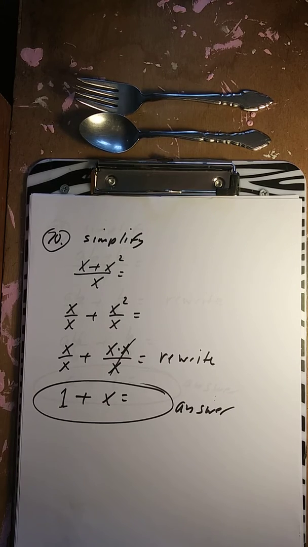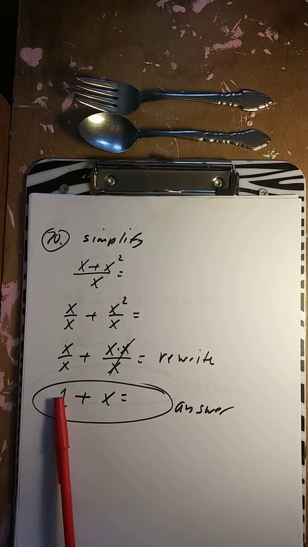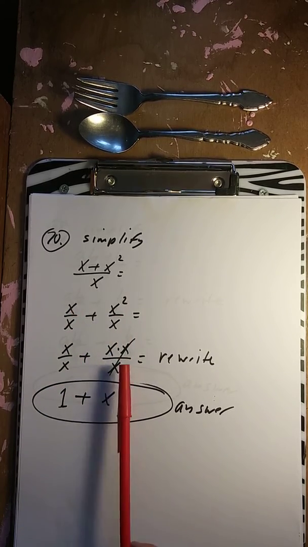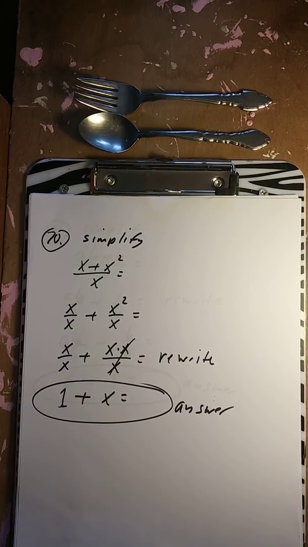Simplify this. x plus x squared over x. Rewrite it as two fractions. So now we have x over x. That's going to be 1. And this x squared means x times x. Cancel one of these out here. So what's left over is 1 plus x.